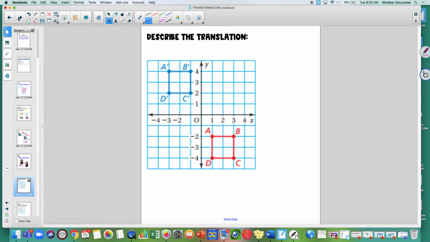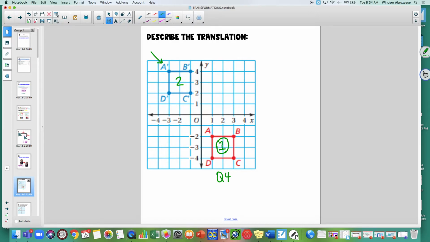Here's our first example. It says, describe the translation. I have two squares on my coordinate plane, ABCD. Which one was there first? Well, this square in quadrant 4 does not have the apostrophes next to the letters. So this one was there first, which means this one with the prime symbols came second.